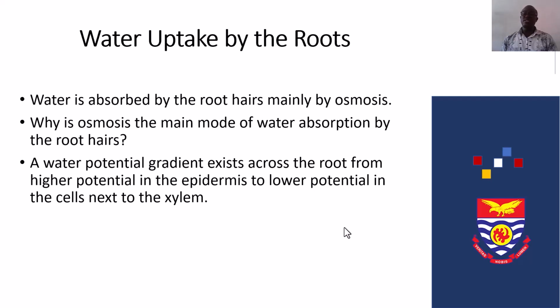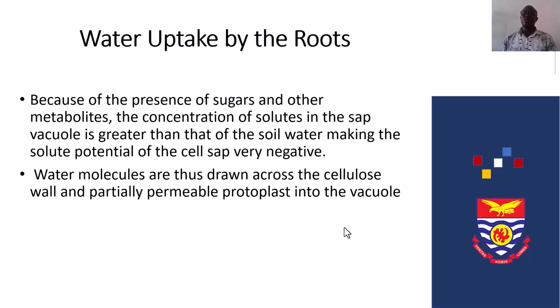A water potential gradient exists across the roots from higher potential in the epidermis to lower potential in the cells next to the xylem. Because of the presence of sugars and other metabolites, the concentration of solutes in the sap vacuole is greater than that of the soil water, making the solute potential of the cell sap very negative.